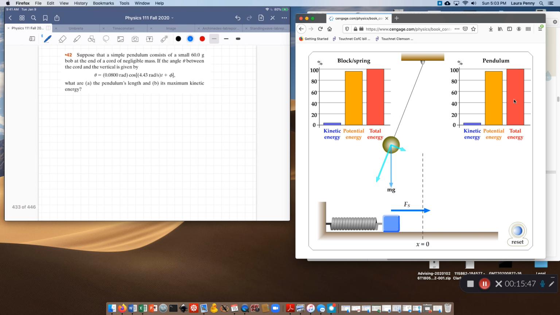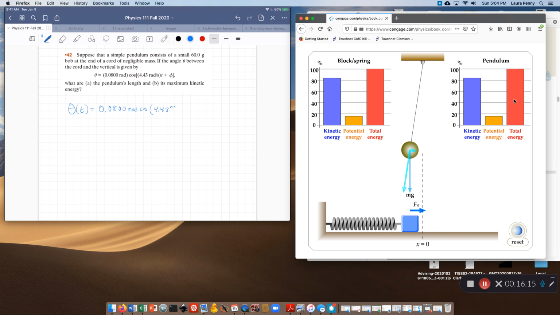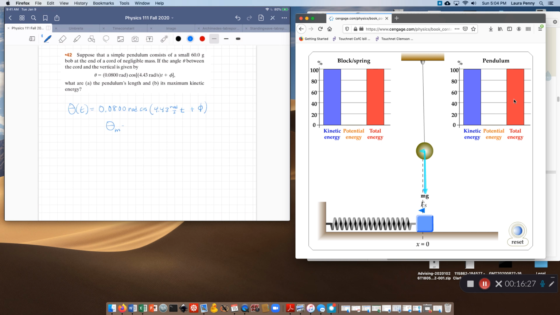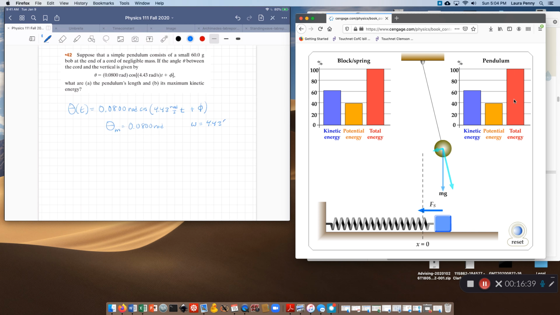And number 42, let me do that one real quick. It says a simple pendulum consists of a small 60-gram bob at the end of a cord of negligible mass. If the angle between the cord and the vertical is given by this, so this is that equation, my theta as a function of time can be written as 0.0800 radians times the cosine of 4.43 radians per second times time plus some phase constant that we could add on there. So this is my theta m, 0.080 radians. And then omega is 4.43 radians per second.